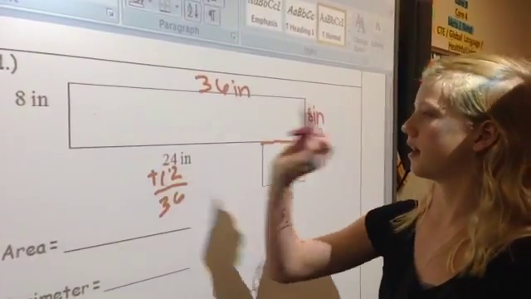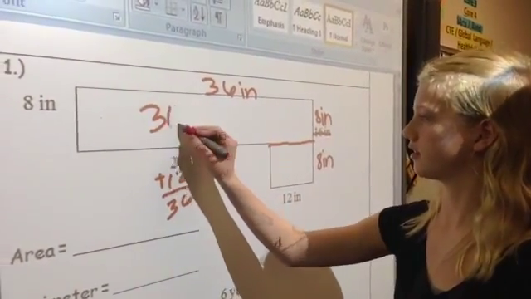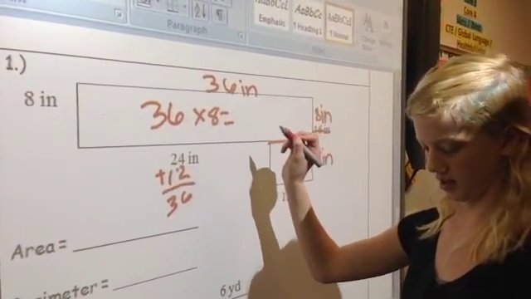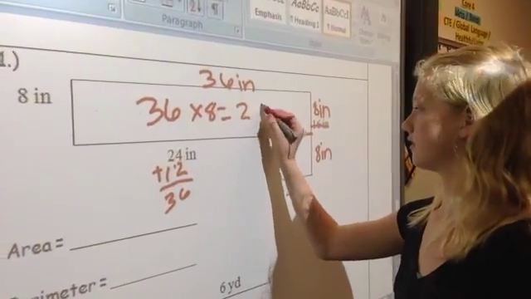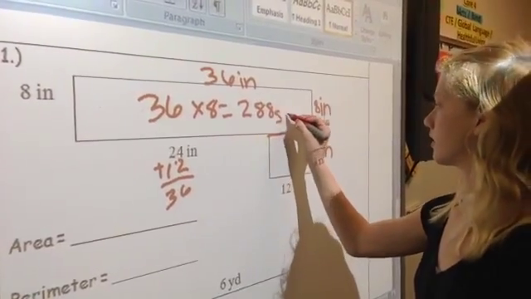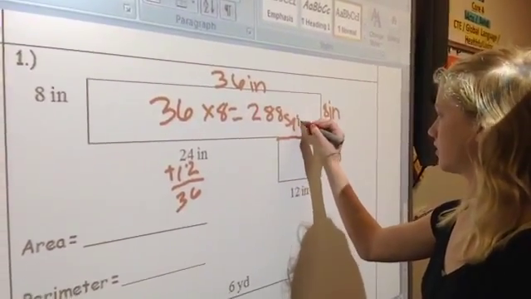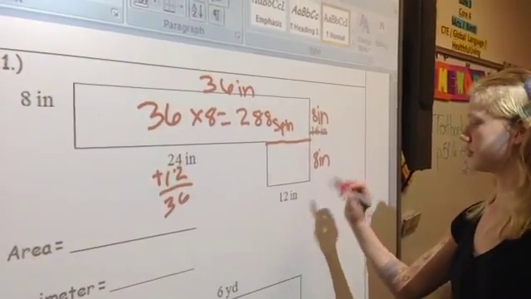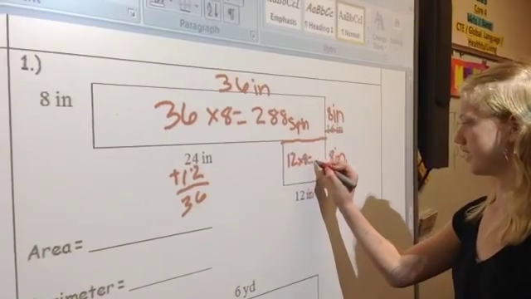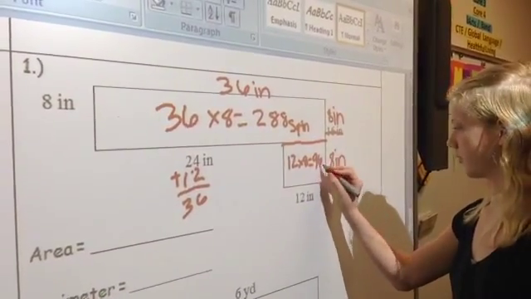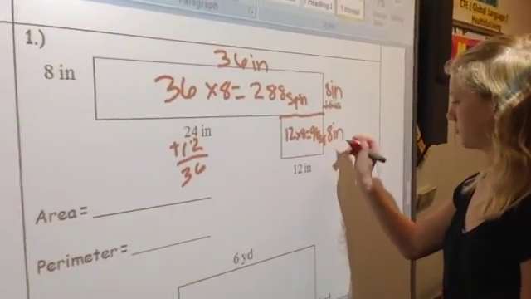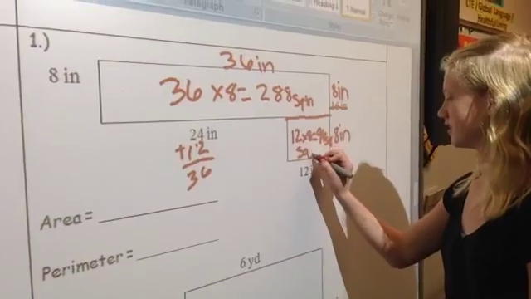So my area over here would be 36 times 8, which I got to be 288 square inches. Yep. Square inches. Okay, and then I had to do 12 times 8. And I got 96 square inches. And then just square inches down here.